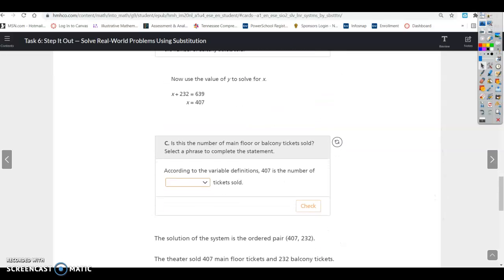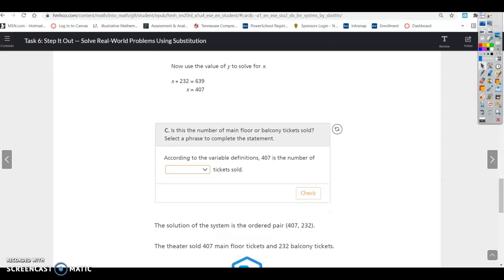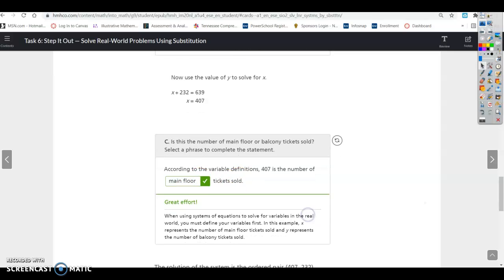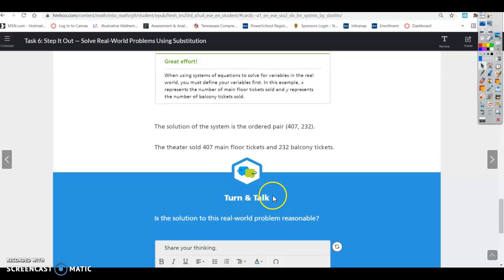Now use the value of Y to solve for X. They take that 232 and put it back into the equation. So we had X plus Y equals 639. Just substitute that 232 in and then subtract from both sides, and that gives you X. According to the variable definition, 407 is the number of main floor tickets sold. Remember, X was main floor tickets sold. The solution of the system is 407 and 232.